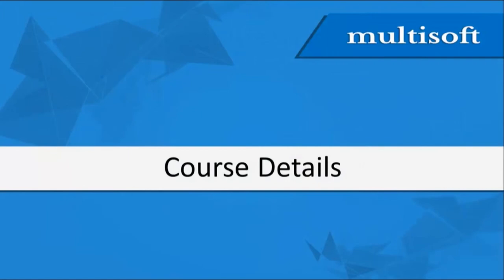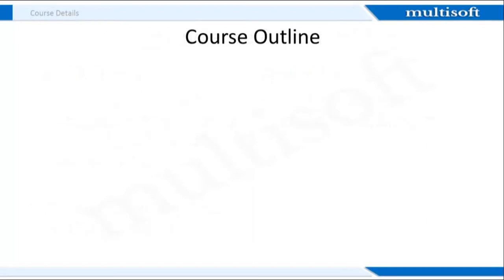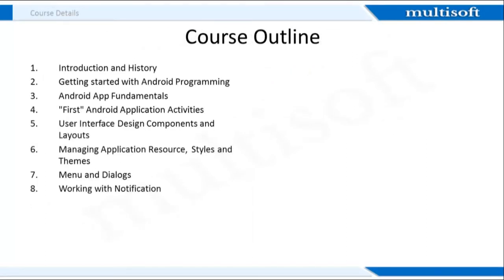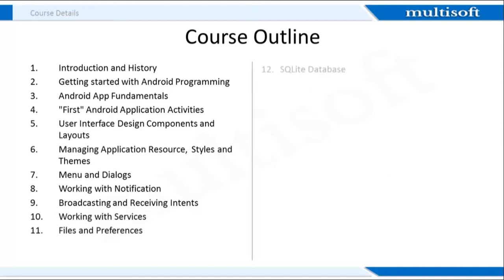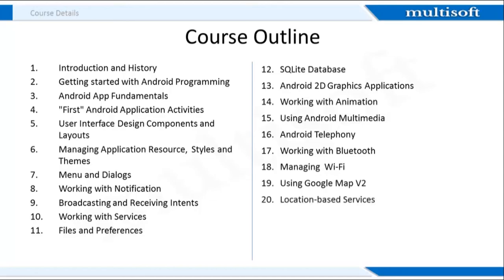So now it is time that I share the course-specific details with you. The ideal audience for this course include those who are really willing to learn application development. Undergraduates, graduates, and postgraduates all can attend this course. In terms of prerequisites, participants should be proficient in the Java programming language. On the screen is mentioned the complete course outline for the Android Application Development online course. These modules will be covered in detail in the actual training.